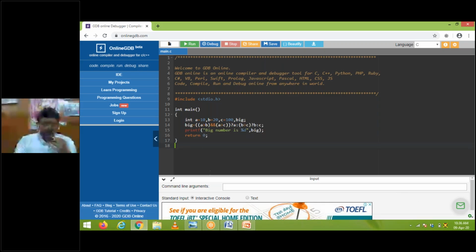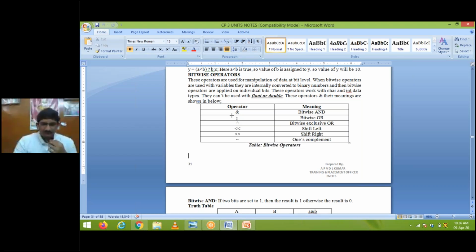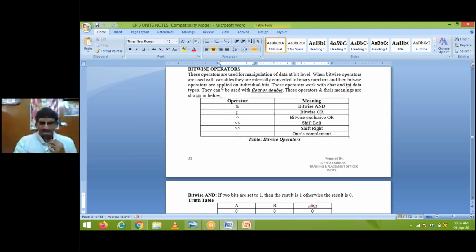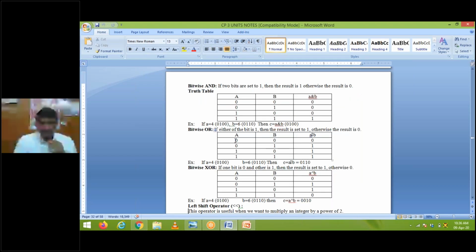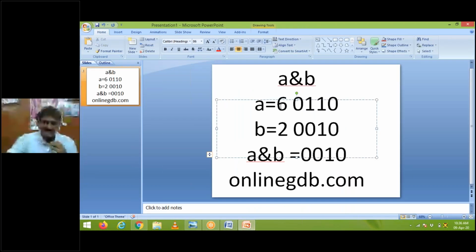Okay, now we're coming to the topic bitwise OR. What is bitwise OR? We'll see the truth table. Bitwise OR means if both are 0, then only the result is 0. Otherwise 1. Now I am giving the example 4 and 6. A value is 4, B value is 6, and this is the symbol of A or B.